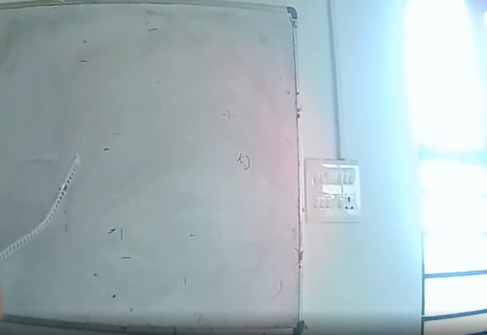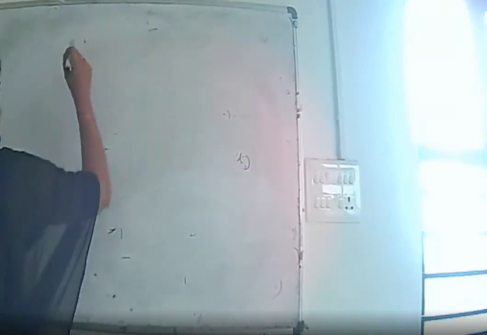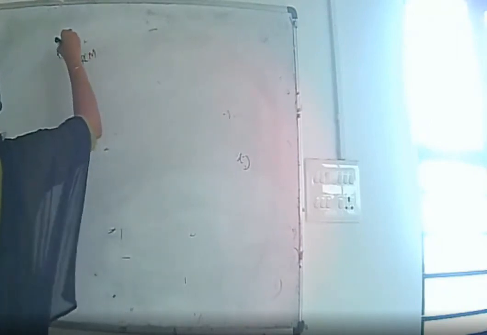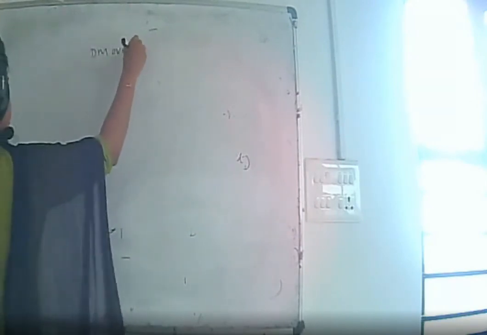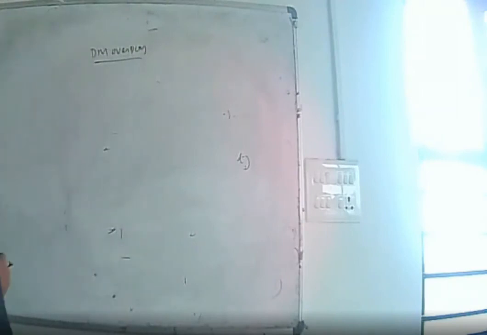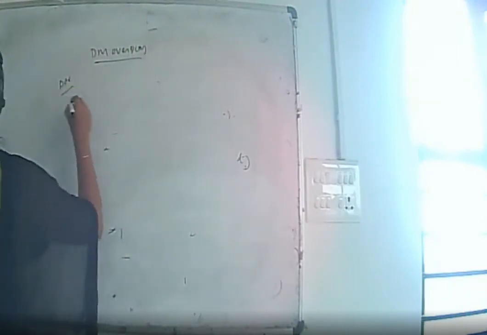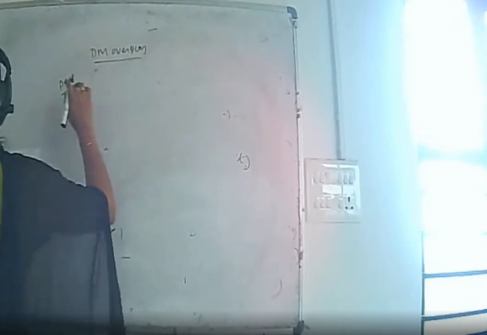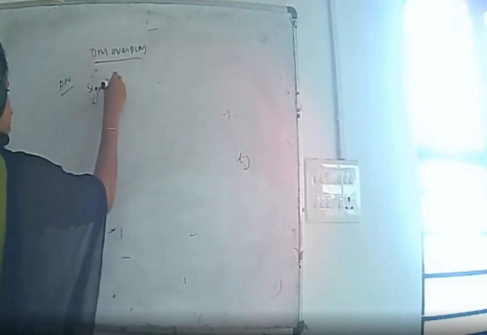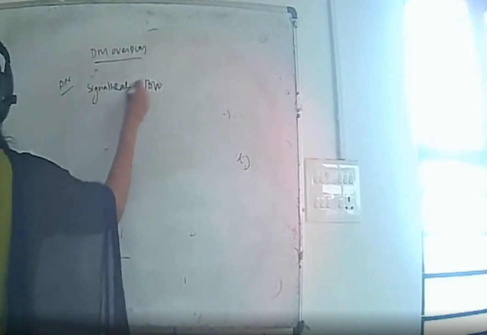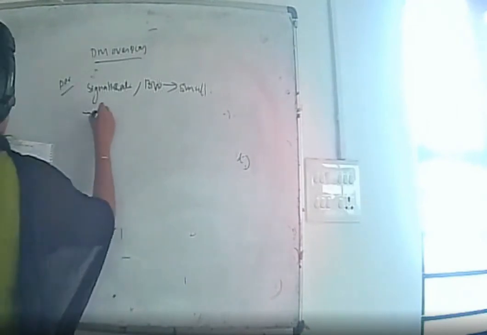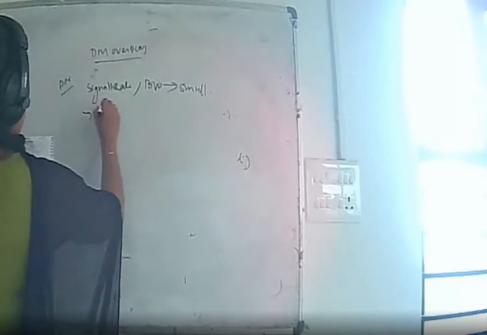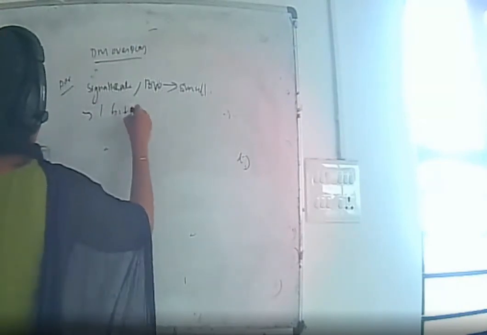Now we will discuss the advantages of delta modulation over PCM, that is DM over PCM. When discussing the advantage, the signaling rate and bandwidth of delta modulation will be small, and 1 bit per sample is used here.